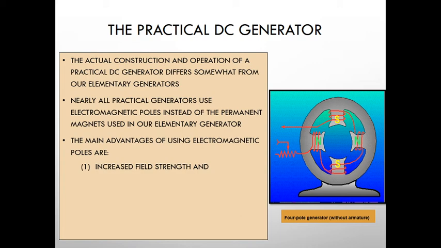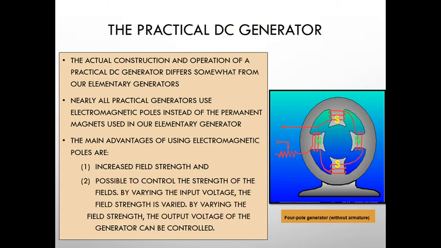Ma-increase na to. So kung permanent magnet, steady lang siya, and then magkaanam sa ka-weaken ng imong magnetic strength. Number 2, possible to control the strength of the field.